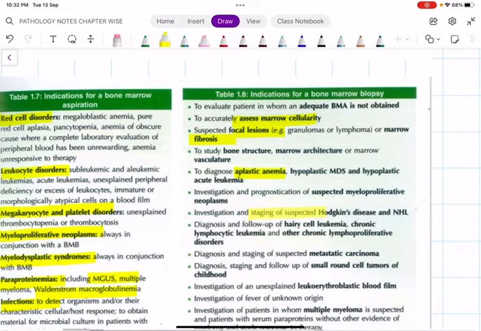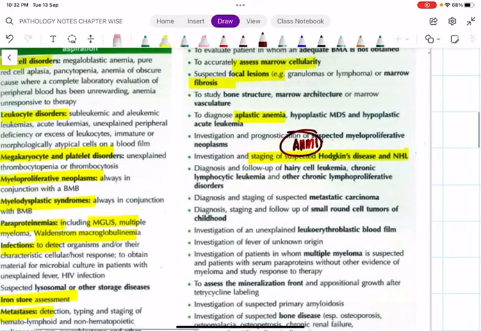Then staging of Hodgkin's lymphoma, very very important. This question was asked a few years back in AIIMS. What will you do in case of staging of lymphoma? In case of staging of lymphoma, we will always do a bone marrow biopsy. Normally, to find whether the patient has lymphoma or not, we will do bone marrow aspiration. But in order to stage the disease, and we have a lot of stagings in Hodgkin's and non-Hodgkin's lymphoma that you will see in WBC disorders, for staging purpose alone we will do bone marrow biopsy.